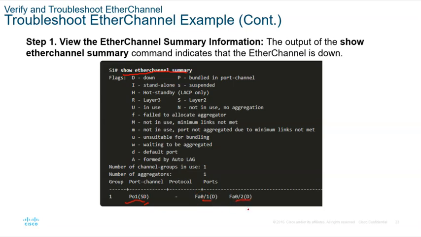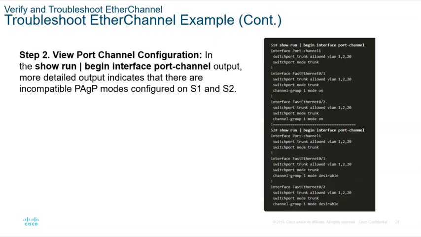What could be the problem? You verified that our channel is down, it's not operational. Now we need to find out what could be the problem. Step number 2, view the port channel configurations. Let's assume that we are the ones who configured that topology. Now we need to check and see what did we configure. When you look at the show run, we have interface port-channel 1, switchport trunk allowed VLAN 1, 2, 20.